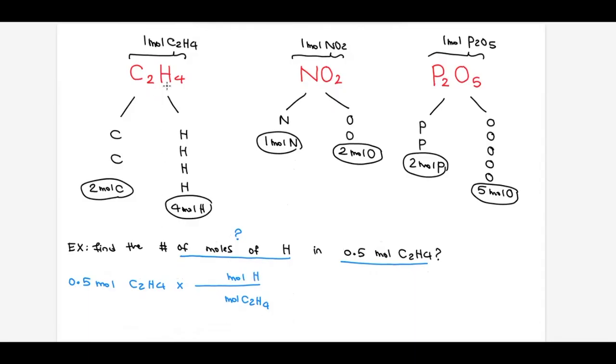This is where you can take a look at the example we just talked about. You can see that for every 1 mole of C2H4, we have technically 4 moles of hydrogen. This way, the moles of C2H4 cancel, and we can find our final answer in terms of moles of H, which is 2 moles of H. And that would be the answer for this question.